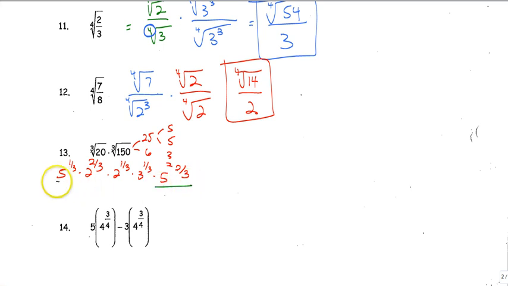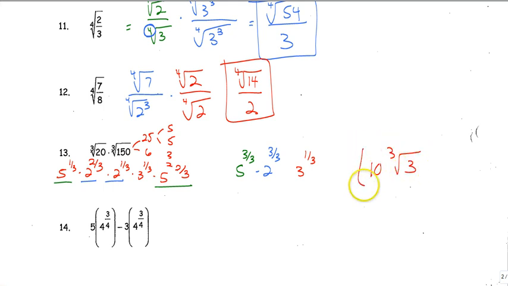I have a 5 to the 2/3 and 5 to the 1/3. That's 5 to the 3/3, or 5 to the 1. I have a 2 to the 2/3 and 2 to the 1/3. So that's 2 to the 3/3, or 1 again. Well, it's raised to the 1 power. And then I have 3 to the 1/3 that's left alone. Which means that my answer is 5 times 2 and then the 3rd root of 3, which is 10 3rd root of 3. And that's my answer. Again, when you have numbers, break them down all the way.